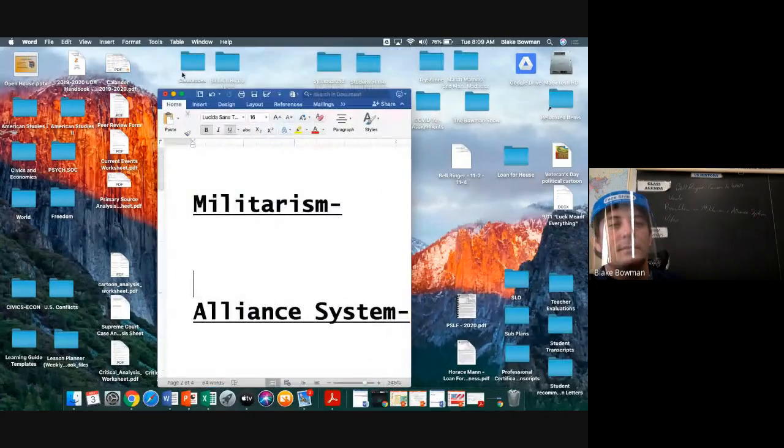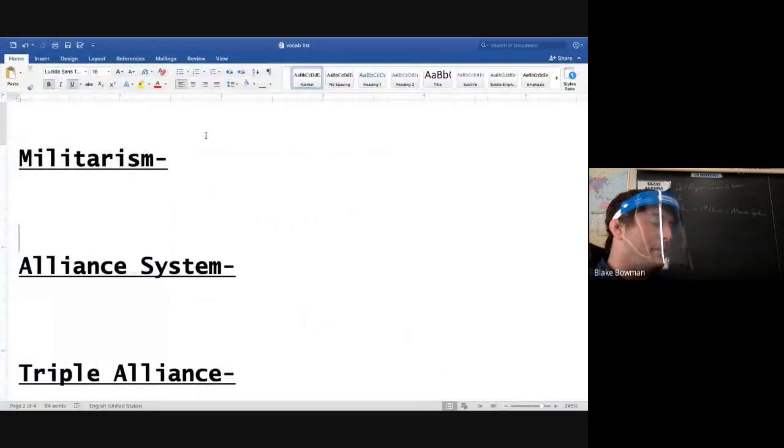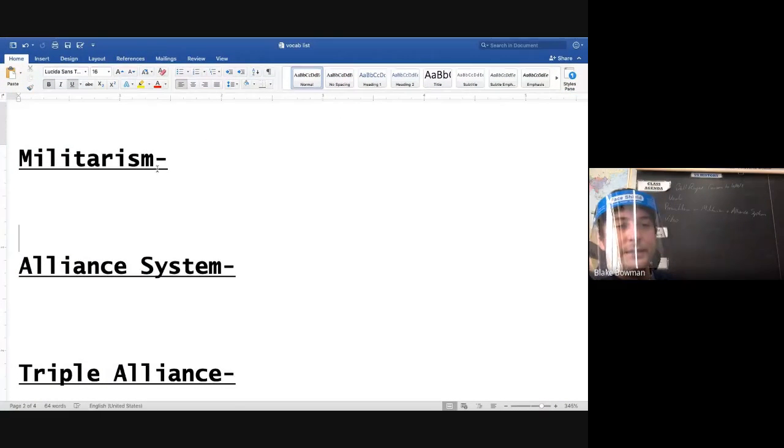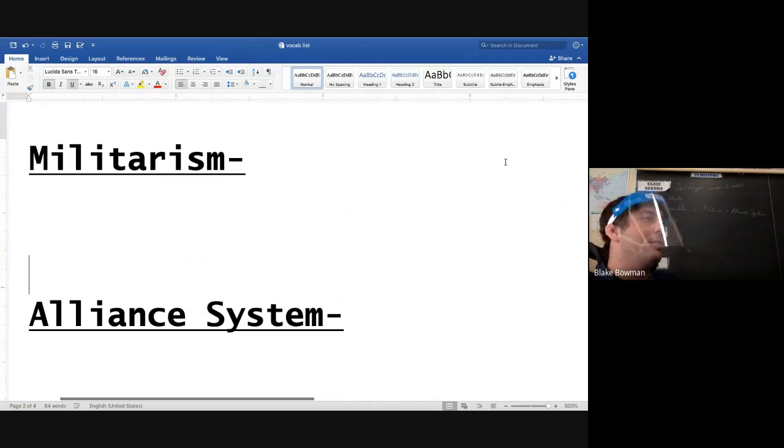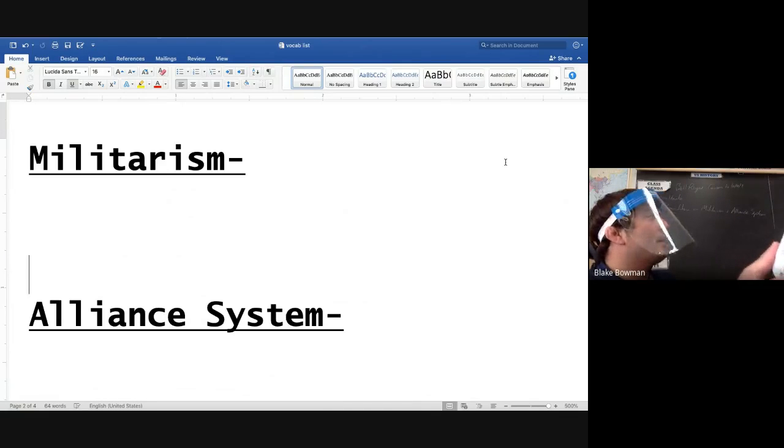Okay. All right, militarism and the alliance system. There we go. These are two terms we're going to talk about today with the graphic organizer. I'll put up slides and we'll go over that a little more in detail. You can fill that out. And then tomorrow, after we go over the assassination, those will be the five main causes of World War I.